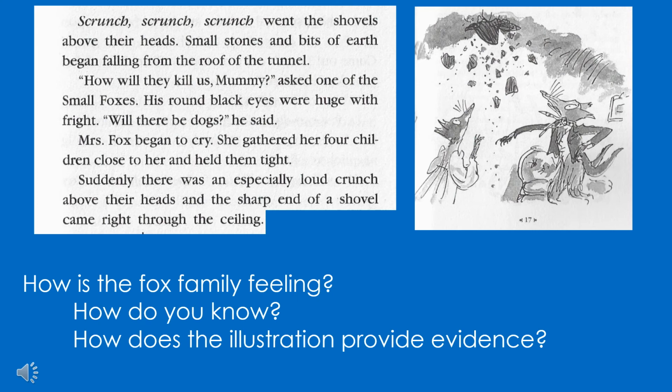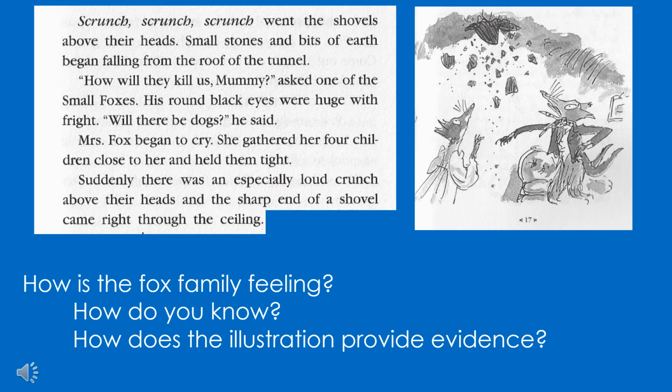It says in the text that the small foxes are asking questions about how they're going to be harmed by the farmers. It said that one of the small fox's eyes were huge and full of fright, or huge with fright. This lets me know that if someone is frightened, it means that they're scared. Mrs. Fox has also cried on both of the previous 2 pages, which tells me that she is probably scared, but possibly also feeling sad or a little bit shocked.